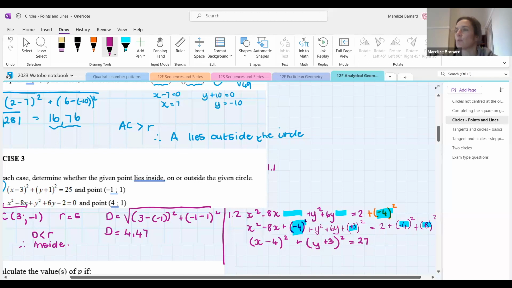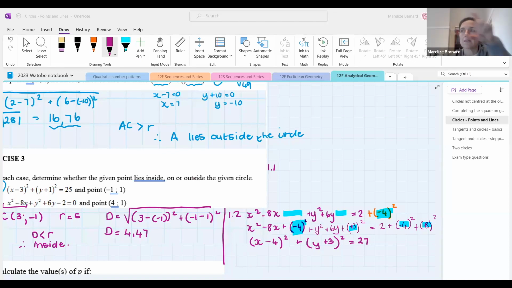so that we can see what the center of the circle is. Because the question asks that we figure out if this point, 4 and 1, lies on the circle, outside the circle, or inside the circle. And we can't really start that calculation if we don't know what the center is, because we need to work out the distance from the center to that point so that we can compare it to the length of the radius. That's the whole logic behind it. That's why we are doing it.